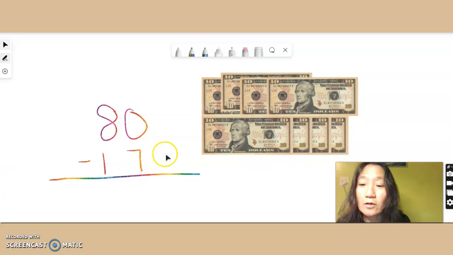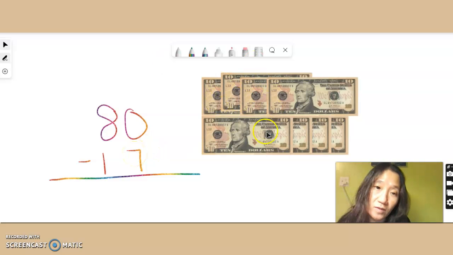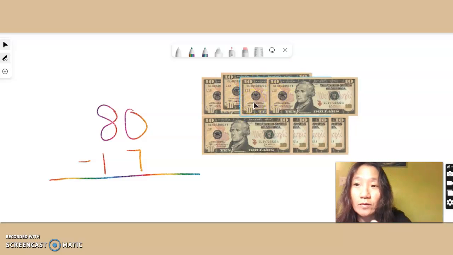So down here, you have to give me seven $1 bills. Can you give me 7 $1 bills out of what you have up here? No, you cannot. So what you're going to end up doing is borrowing. You cannot do that and you cannot do that. So you're going to end up borrowing.